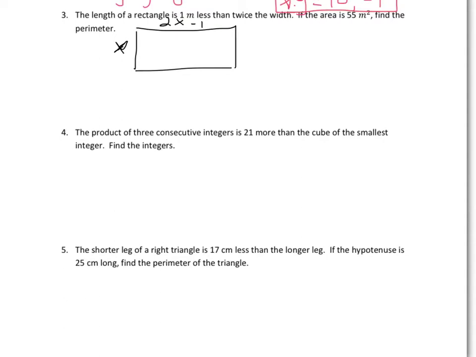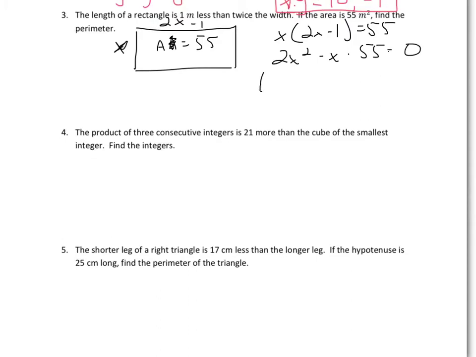We've got the area of this whole thing is 55 square meters. We want to find the perimeter. So we have to find x in order to do that first. We know that it's length times width, so x times 2x minus 1 has to equal 55. So we got 2x squared minus x minus 55 equals 0. Factor it out to figure out what x is.